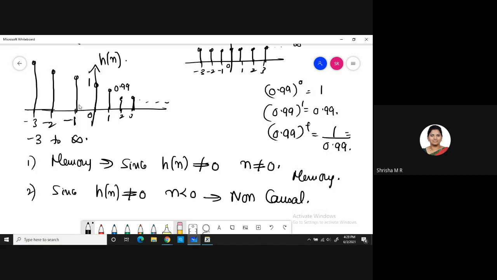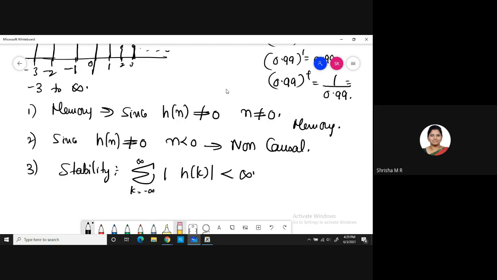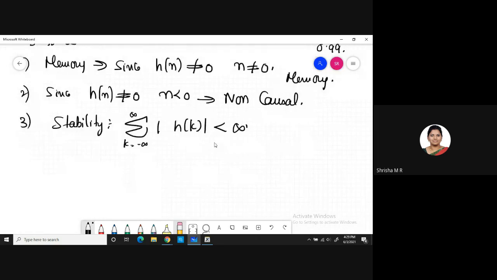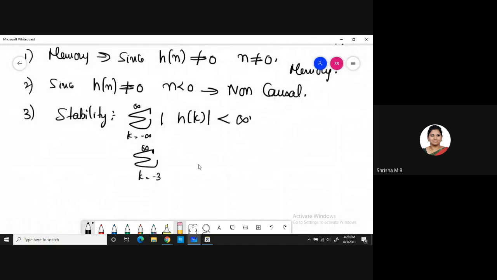Coming to stability, we'll try to check the stability. So the stability equation for discrete time is summation k is equal to minus infinity to infinity modulus of h of k. It should be less than infinity. That is the condition. So we'll try to evaluate this summation. So you have summation k is equal to minus 3 to infinity, right? Our signal is existing from minus 3 to infinity, this h of n. So I put the limits of summation as minus 3 to infinity.